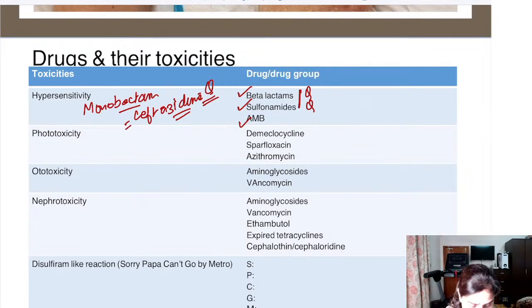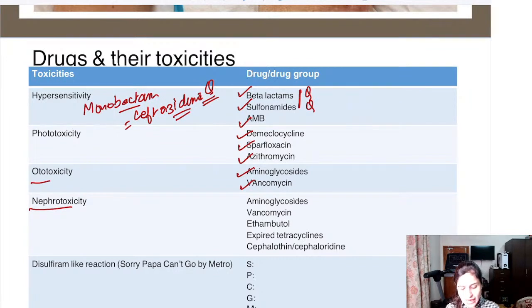Next you have phototoxicity, right? Common with demeclocycline, sparfloxacin, azithromycin. Okay, demeclocycline, sparfloxacin and azithromycin, right? So these are the three important drugs. Ototoxicity, aminoglycosides, vancomycin. Already discussed before, aminoglycosides, vancomycin.